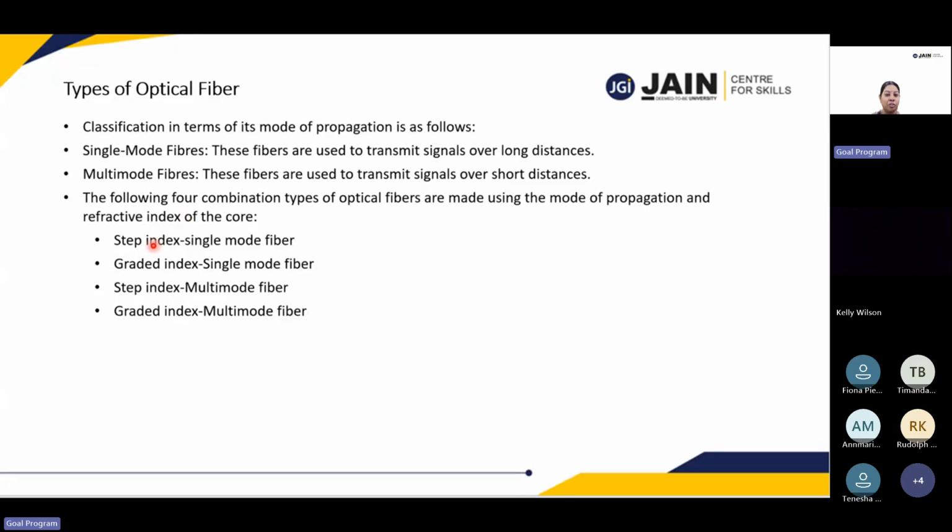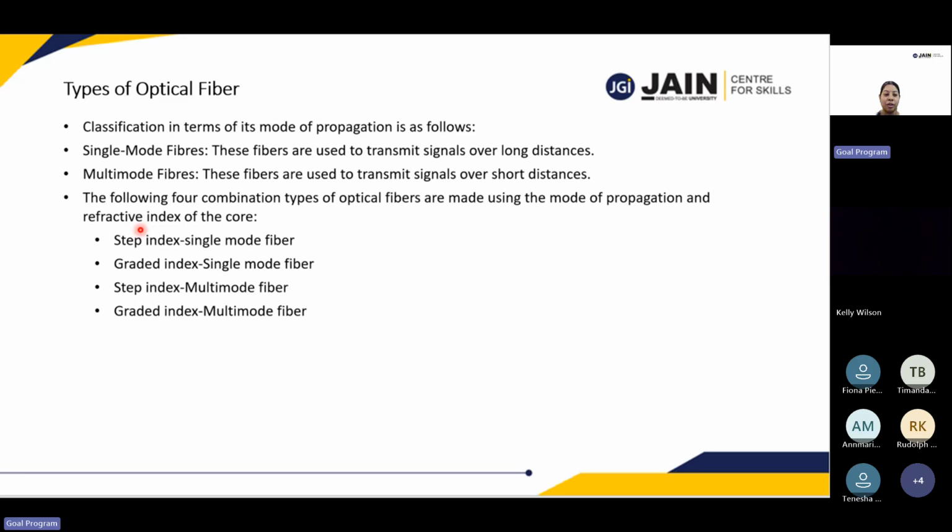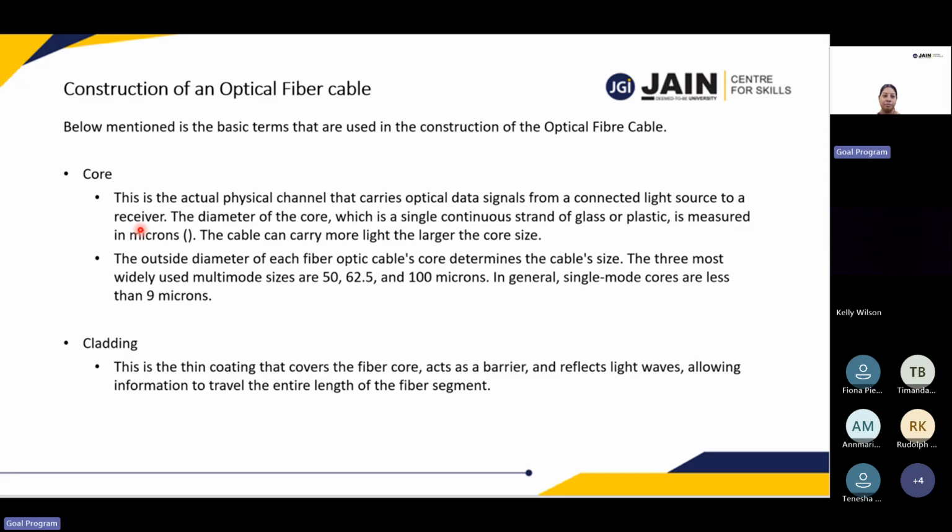So hybrid types of optical fibers, if you see: step index single mode fiber, graded index single mode fiber, step index multi-mode fiber, graded index multi-mode fiber. So here we have single mode fiber and multi-mode fiber, and here we have the step index fiber and the graded index fiber. So step index using the single mode fiber, step index using the multi-mode fiber. Same way, graded index using the single mode fiber and graded index multi-mode fiber.